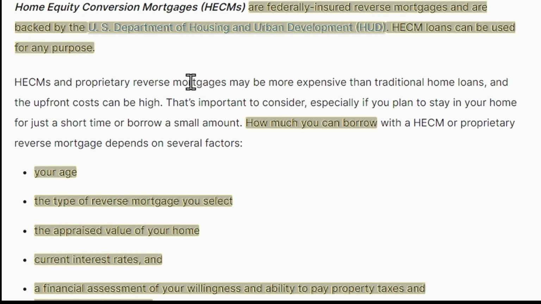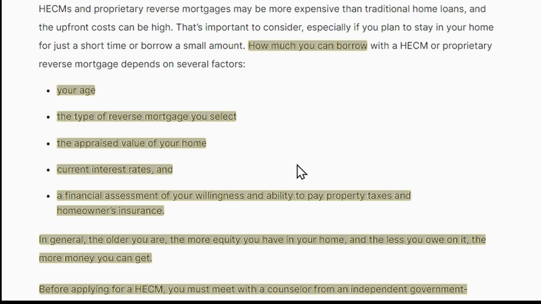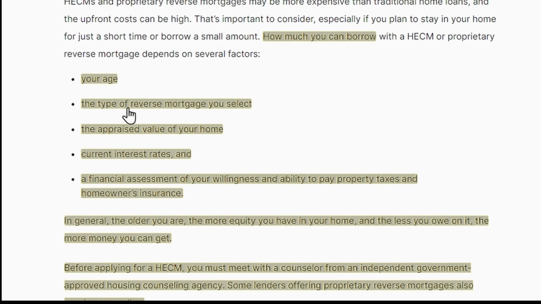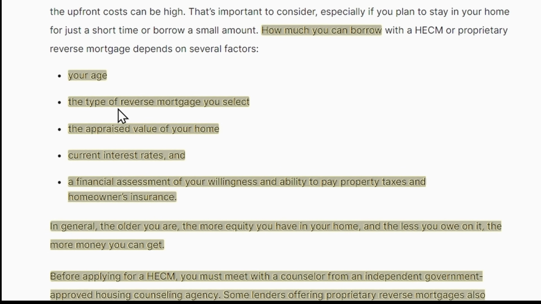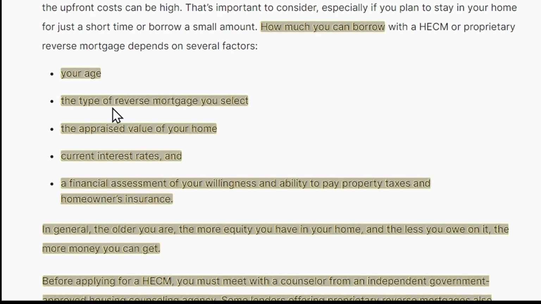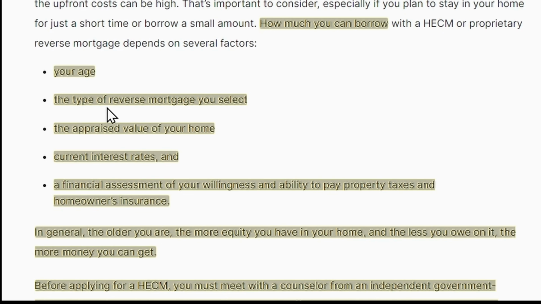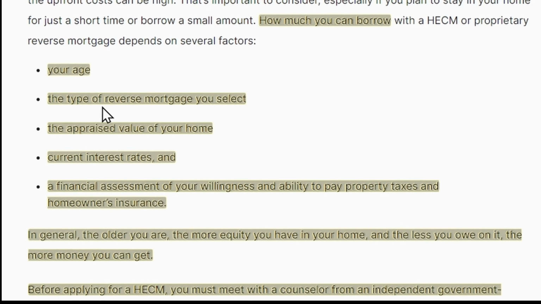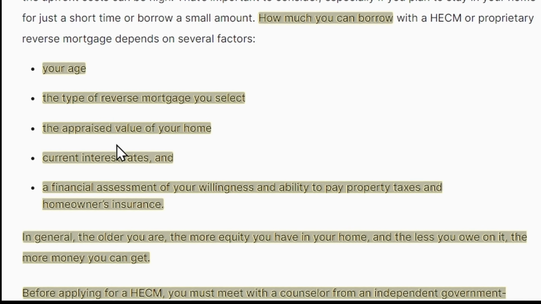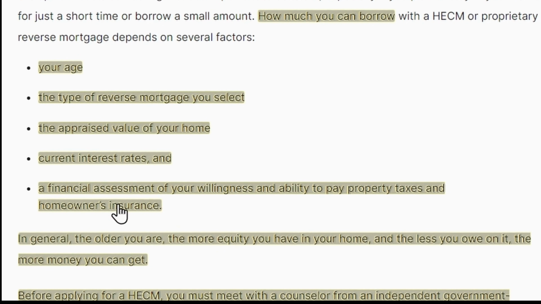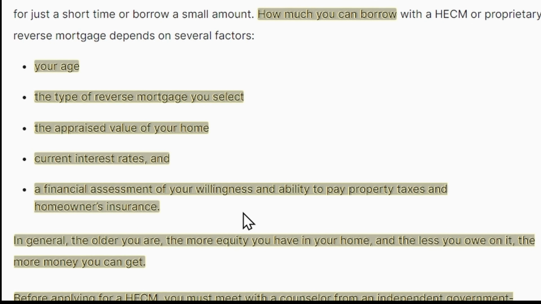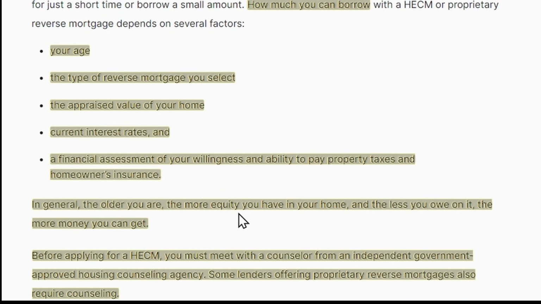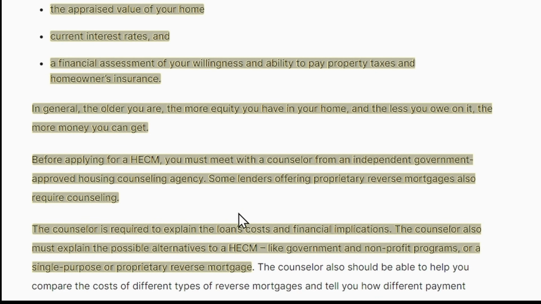How much can you borrow? Basically, it breaks down to this. What is your age? What type of reverse mortgage are you selecting? We're not going to go over all those options. I just want to explain the basics of what a reverse mortgage is, and if you're intrigued and want to learn more, please give us a call. It also depends on the appraisal of the home, the interest rate, and the financial assessment of your willingness and ability to pay the taxes and the homeowner's insurance on the property. In general, the older you are, the more equity you have in your home and the less you owe on it, that means more money to you.